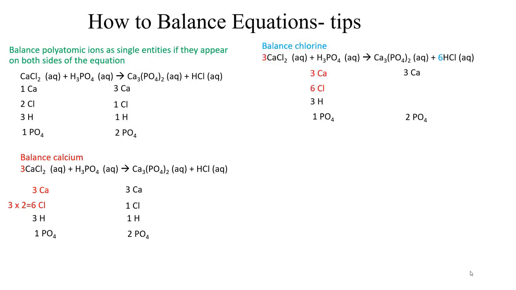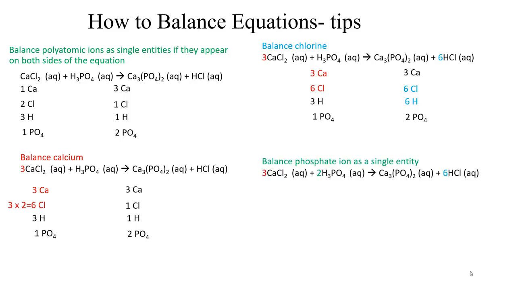Let's look at the chlorines. We have 6 chlorines on the reactant side and only 1 chlorine on the product side. So let's put a 6 in front of the hydrochloric acid, and that balances our chlorines. This coefficient also changes the number of hydrogens on the product side. So now we have 6 hydrogens on the product side. From the previous slide, we want to balance the hydrogens and oxygens last. So we're going to skip over the hydrogen balancing for now.